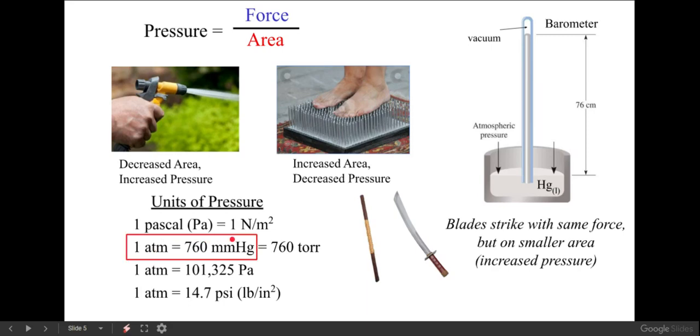Now, the ones that we're going to use are more common with the barometer. So 1 atmosphere, which is what you're feeling right now, is 760 millimeters of mercury, which is also sometimes known as a torr. Now, in the US, probably the most common unit of pressure we're familiar with is PSI, that is pounds per square inch. Pounds is the unit of force, inch squared is the area. One atmosphere is 14.7 pounds per square inch. If you've ever filled up your car tires, it's probably somewhere around 40 psi.